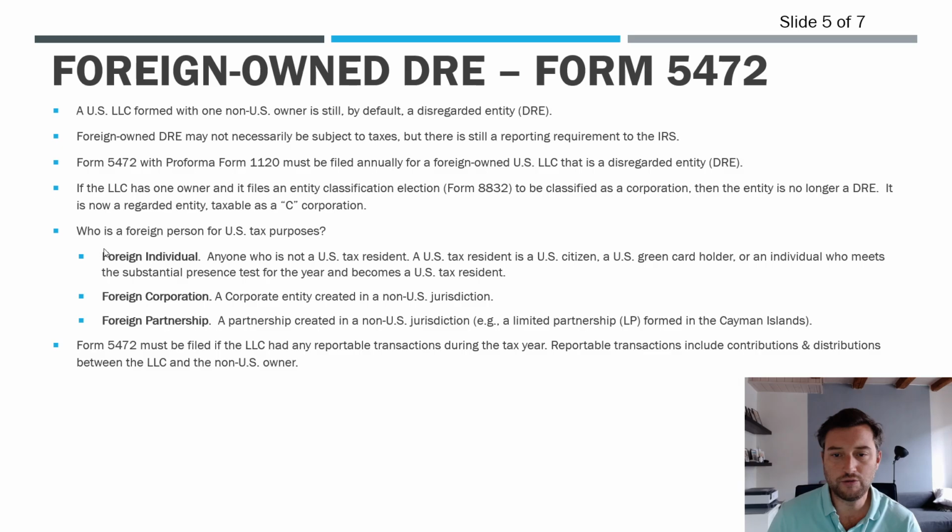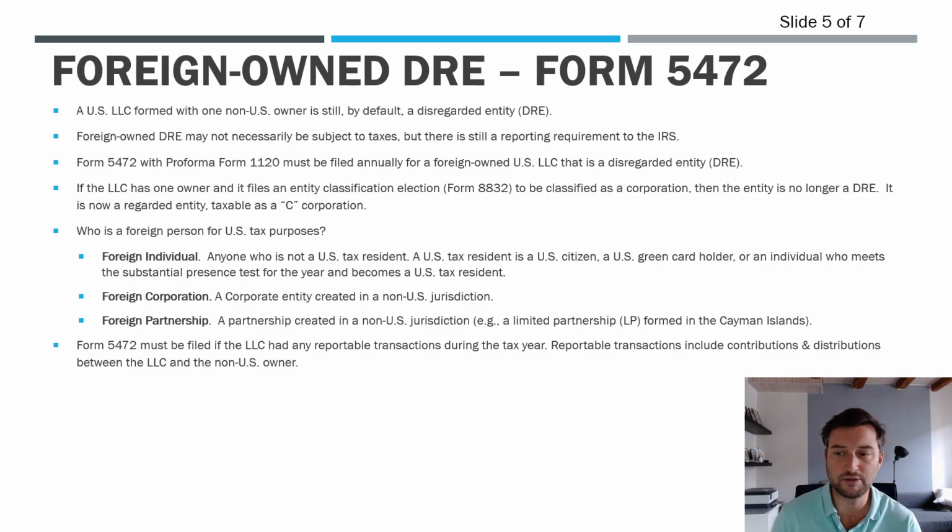So who is a foreign person for U.S. tax purposes? Well, certainly foreign individuals, so anybody that's not a U.S. tax resident. And U.S. tax residents include U.S. citizens, U.S. permanent residents, so green card holders, or individuals that are in the United States physically enough days to meet that substantial presence test.